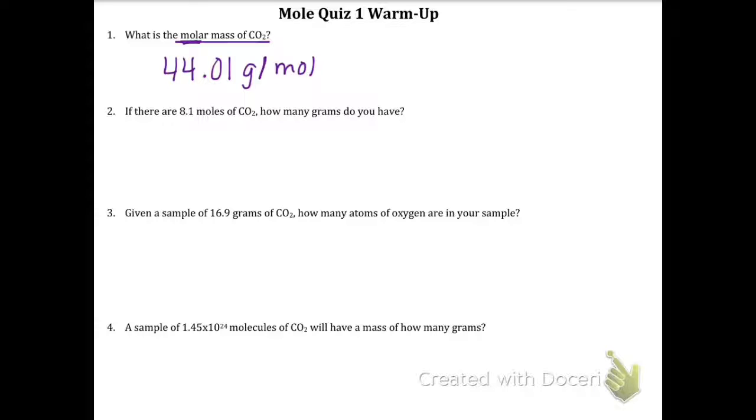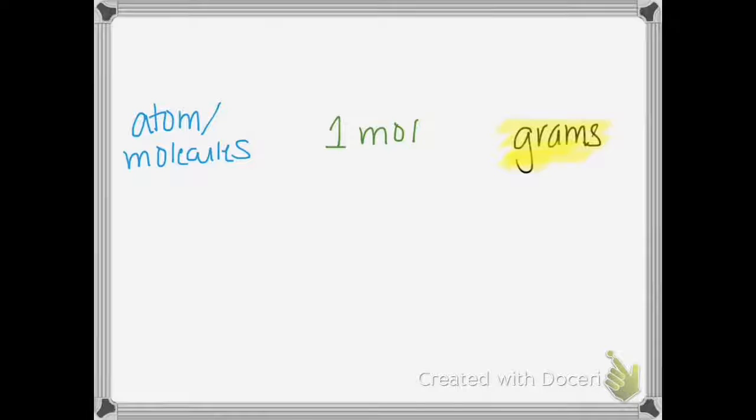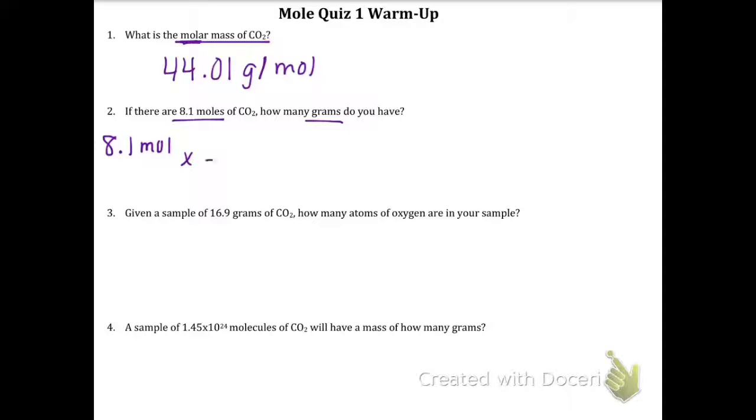It has the word molar mass in it, which is why you need that per mole in there. Okay, so here we have 8.1 moles. That's a number, so I'm going to jot that down. And then it says how many grams. So I'm going from moles to grams. That is one step, so I'm going to write one fraction. Moles is green, so whatever's on top must come to the bottom.